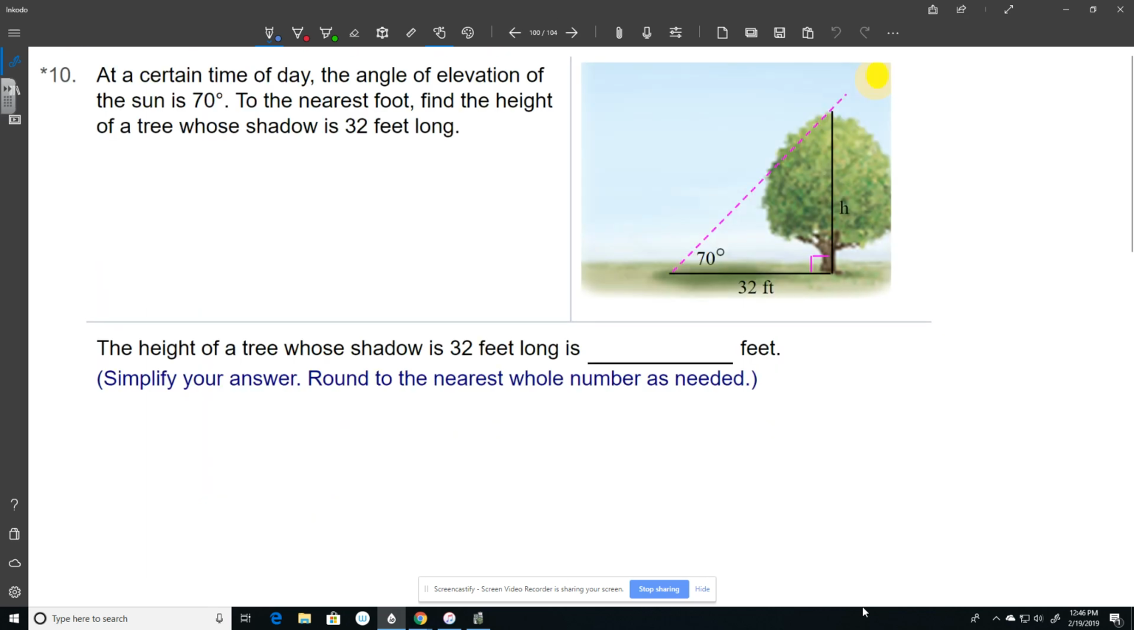Story problem. Nice thing is it gives you the picture. So you don't even have to come up with what it might look like. It gives me an angle of 70 degrees. That's the angle of the sun. And to the nearest foot, it wants me to figure out the height of the tree. So if I'm looking at this 70-degree angle, the height of the tree is the opposite side. And the 32 feet that I know is the adjacent side. This side here, the hypotenuse, I don't really care about it because I don't know anything about the hypotenuse. And I'm not trying to find it. I'm just looking for the height of the tree.